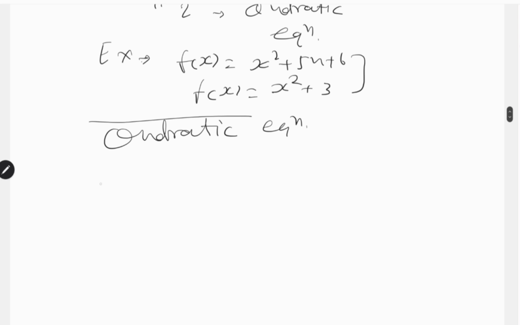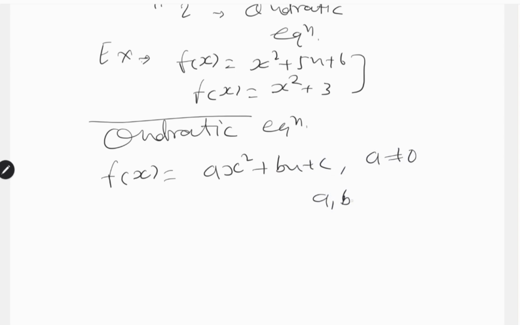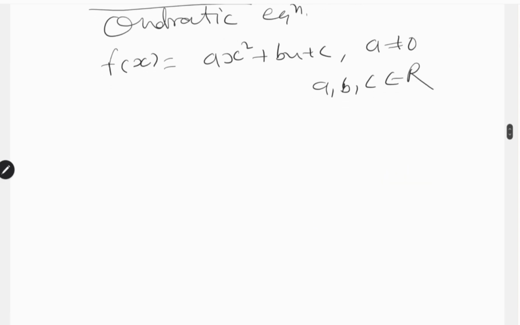What is the basic form of quadratic equation? Quadratic equation basic form is ax square plus bx plus c, and a is not equal to 0, and a, b and c belong to real numbers. Okay, then for example, 5x square plus 3 is equal to 0, 2x square plus 3 plus 5x is equal to 0.